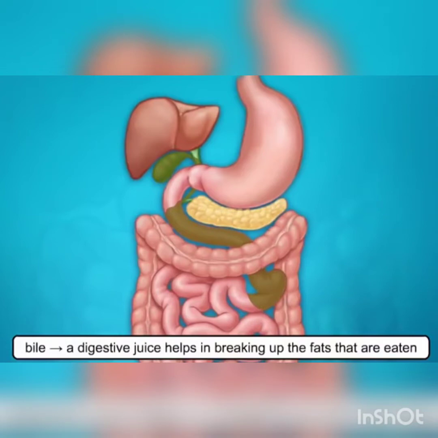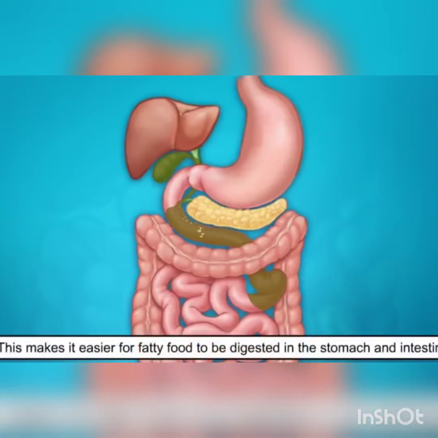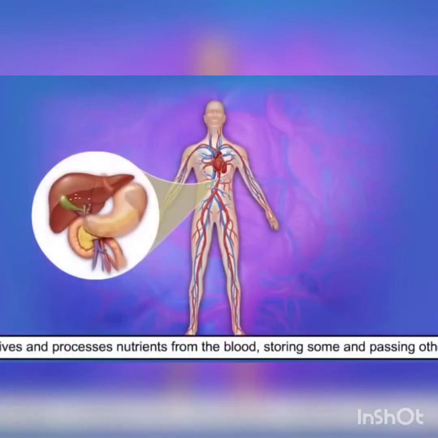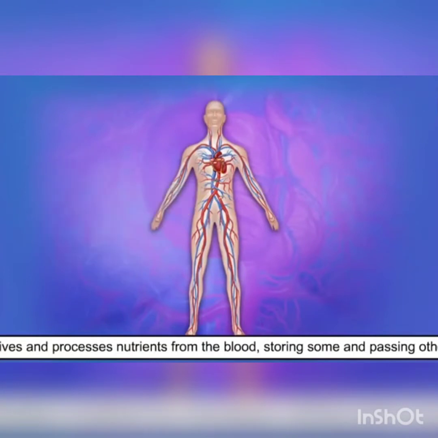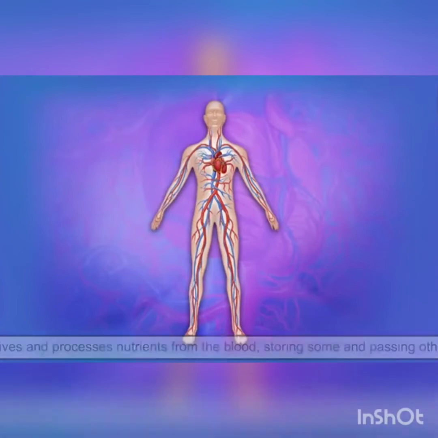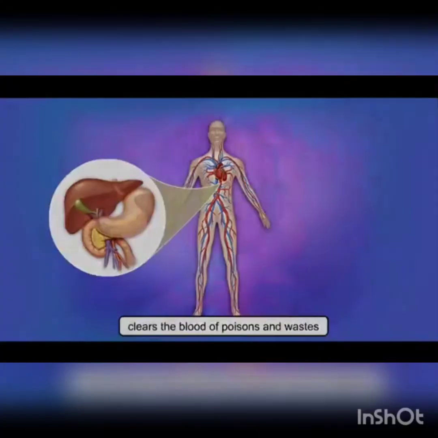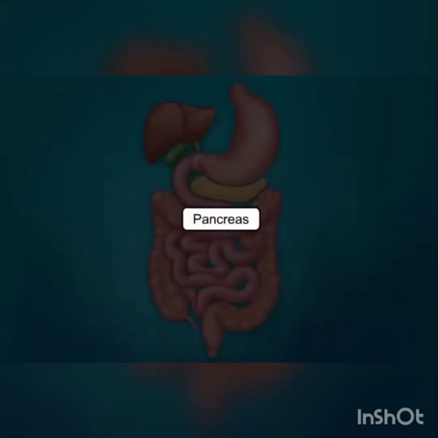Bile is a digestive juice that helps in breaking up the fats that are eaten. This makes it easier for fatty food to be digested in the stomach and intestine. The liver also helps to receive and process nutrients from the blood, storing some and passing others on. It also clears the blood of poisons and waste.